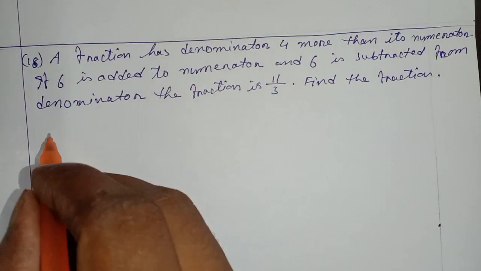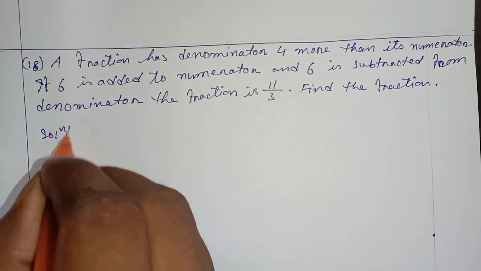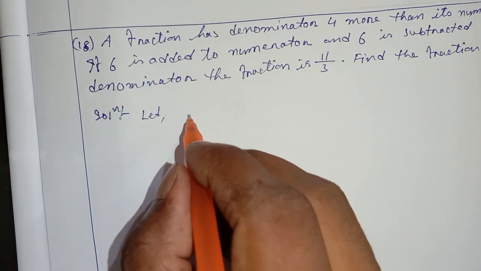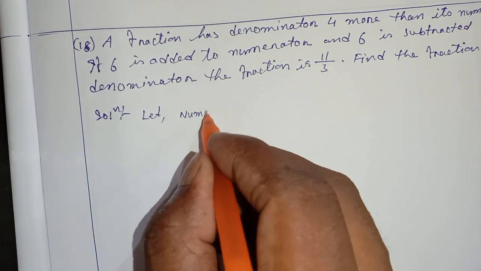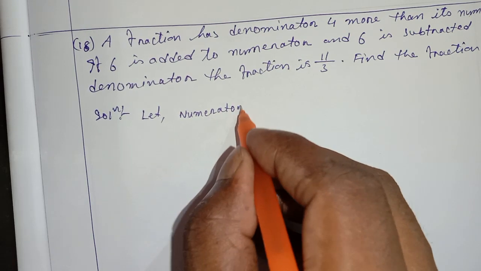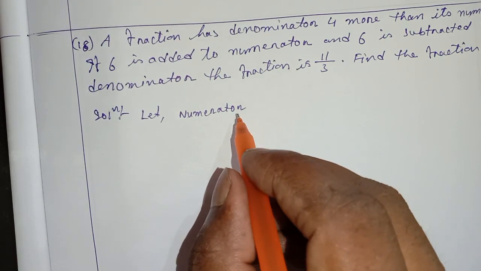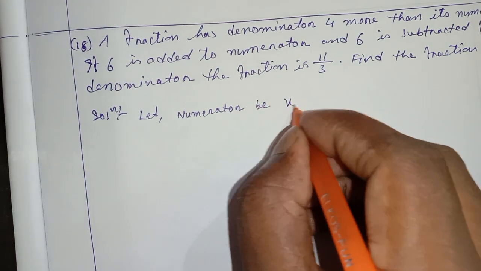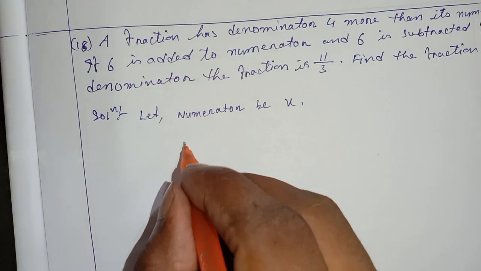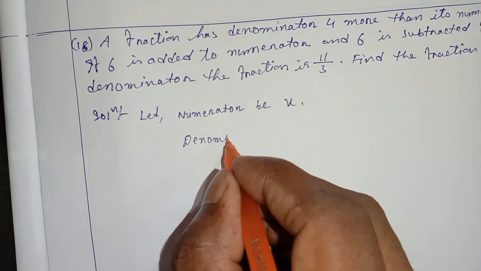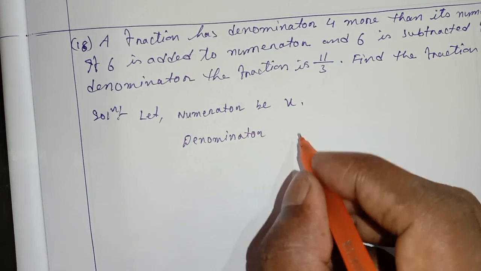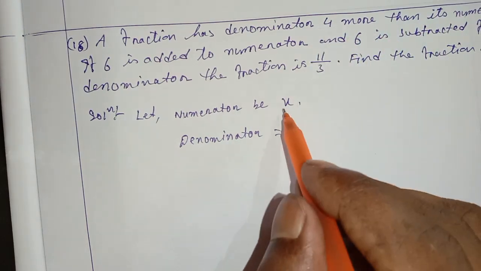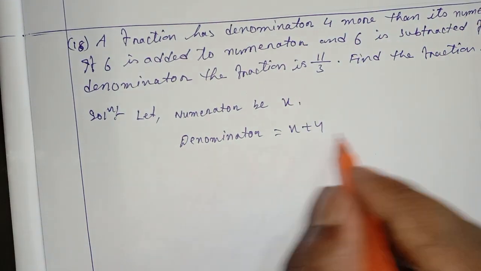Okay, then solution. Let the numerator be x. Okay, then the denominator equals how much? Here it is told that whatever the numerator is, it will be plus 4. Then the numerator is x, then plus 4 will become the denominator.